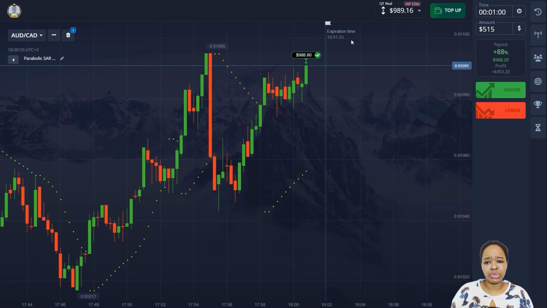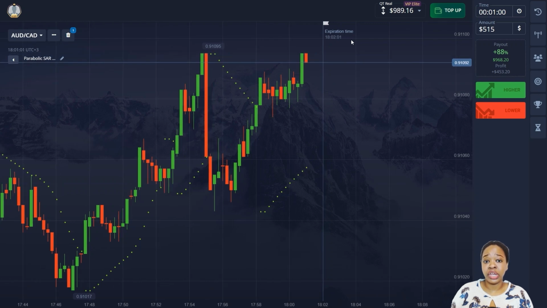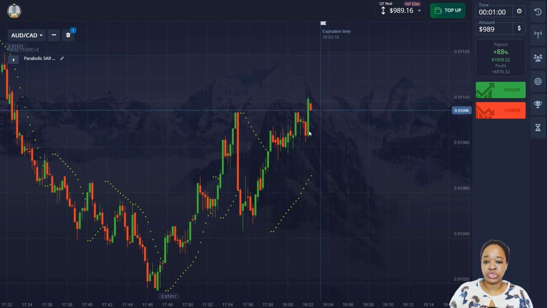This is really awesome. You can see the price is showing a slight growth, and here I got a very good profit. In this situation, 1 minute was quite enough for this trade. Let me continue. So here I can see the price continues to move up.